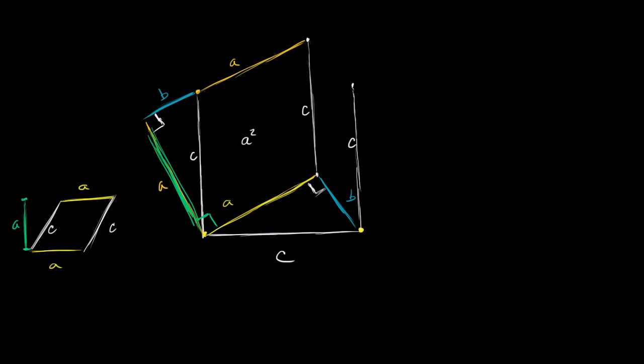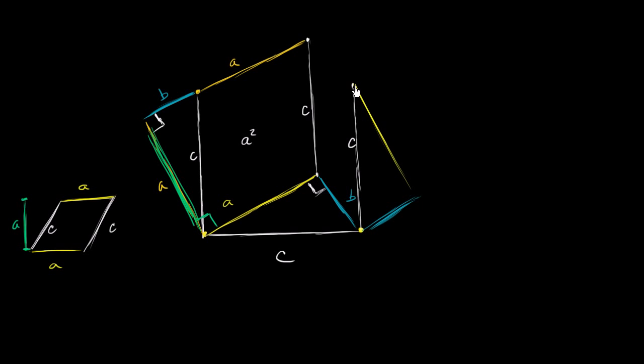Now the side of length B is going to pop out, looking something like this. It's going to be parallel to that. This is going to be a right angle. So let me draw it like that. That looks pretty good. And then the side of length A is going to be out here.